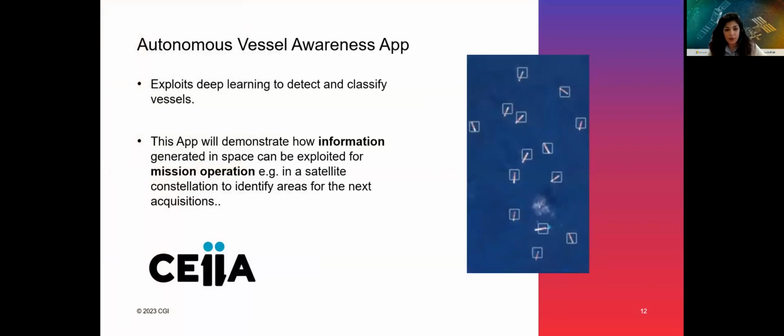And we have then the autonomous vessel awareness app, and in this case this application exploits deep learning to detect and classify vessels, and the main point related to this application is that it can demonstrate how information that is generated in space can be exploited for mission operations. And so, for example, in a satellite constellation, to identify areas for the next acquisitions.